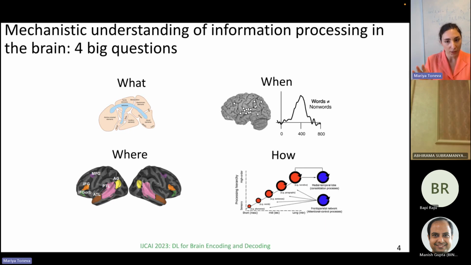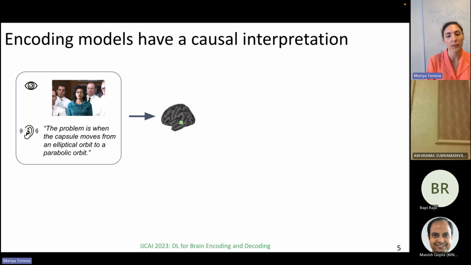So now we have these four big questions that can actually get us closer to understanding the information processing in the human brain. But actually, how can we move forward on those questions? Well, encoding models, which is what I'll be talking to you about today, are one way to actually learn more about these four questions. So an encoding model predicts brain activity of a person as a function of some representation of the stimulus that corresponds to the specific brain stimulus that somebody is actually viewing.